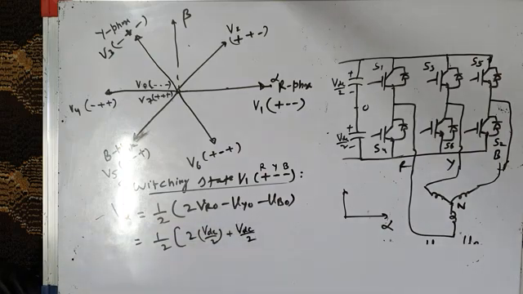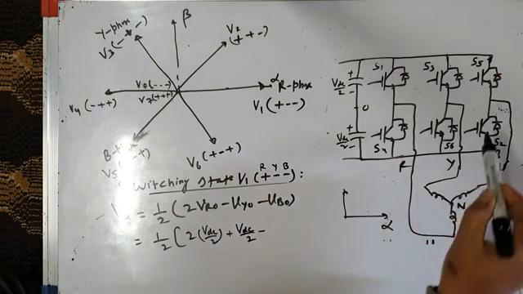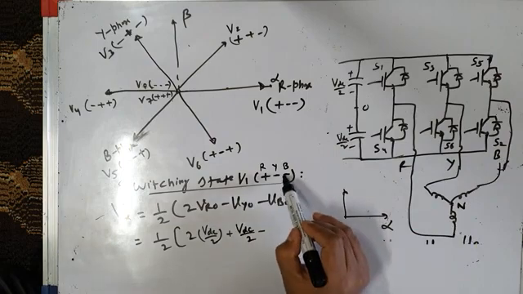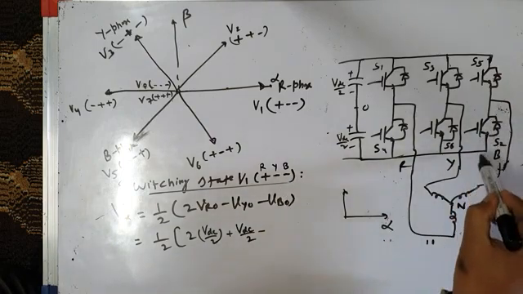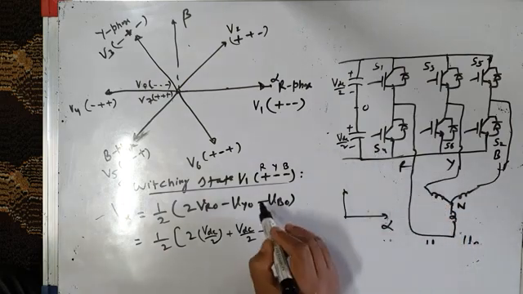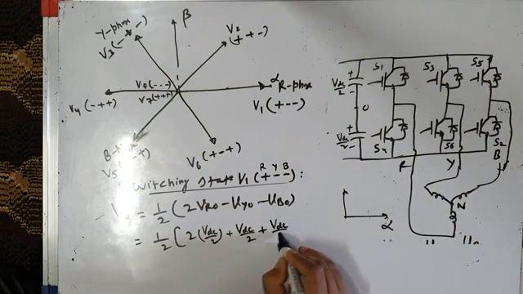Fine. And then minus VBO. VBO is the pole voltage of phase leg B. And it is minus. Its bottom switch S2 is also on. So pole voltage VBO is minus VDC by 2. It is minus already here. Minus into minus is plus VDC by 2.